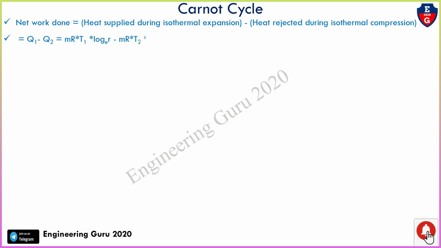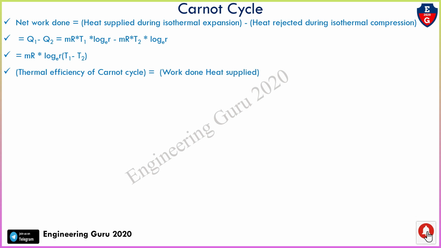So we can write Q1 minus Q2 equals mRT1 log e r minus mRT2 log e r. This is for Q1 and this is for Q2. So mR log e r is common, we can write (T1 minus T2). Thermal efficiency of the Carnot cycle equals work done divided by heat supplied. So we can write (Q1 minus Q2) divided by Q1. This is equation number 1.